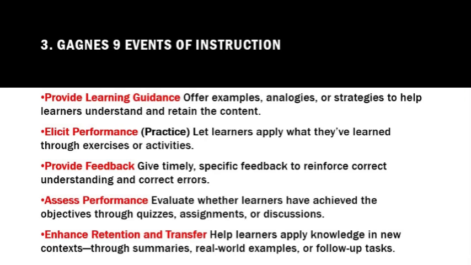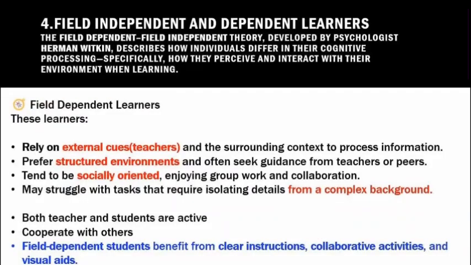Assess performance. Evaluate whether learners have achieved the objectives through quizzes, assessments, or discussions. The last and most important event is enhancing retention and transfer. Help learners apply knowledge in new contexts through summaries, real-world examples, or follow-up tasks. So all these are the 9 events of instruction according to Gagné. The 4th theory is field-independent and field-dependent learners.